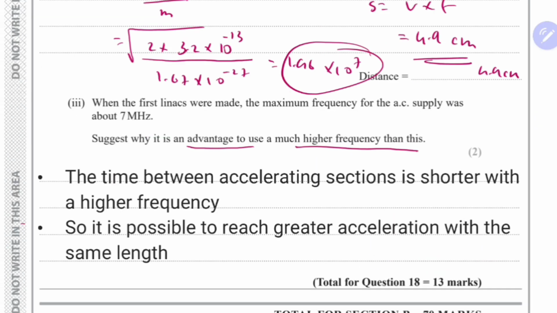So we are done with section B. That's all for this paper.